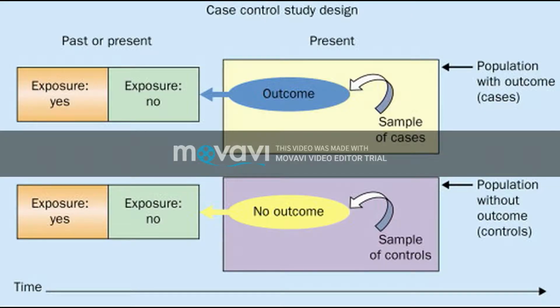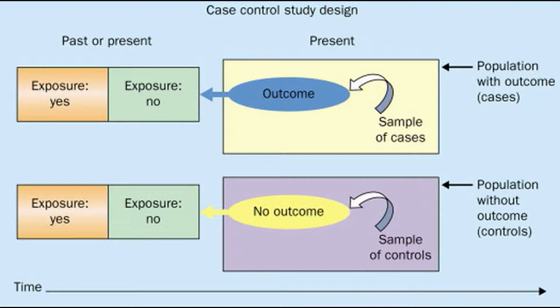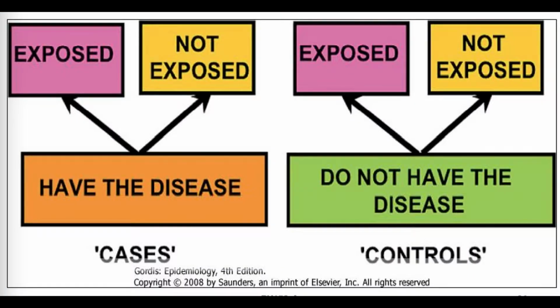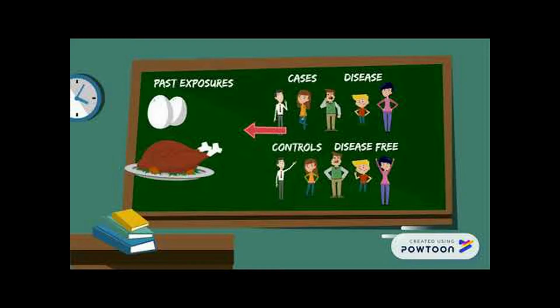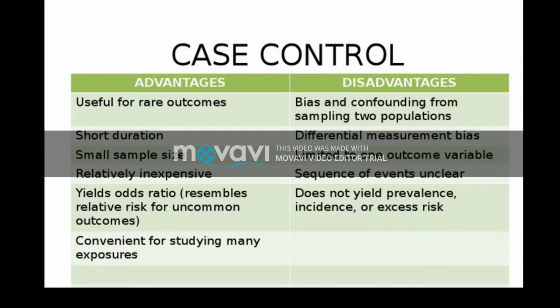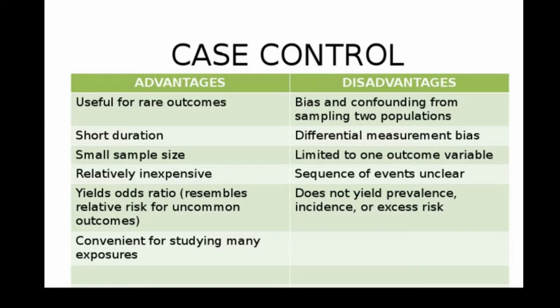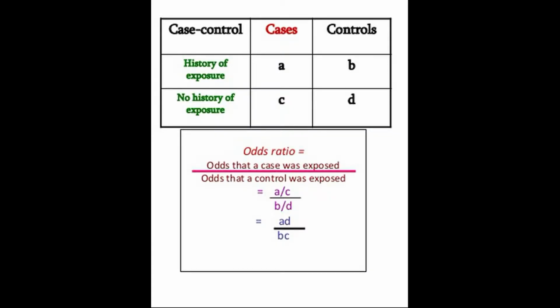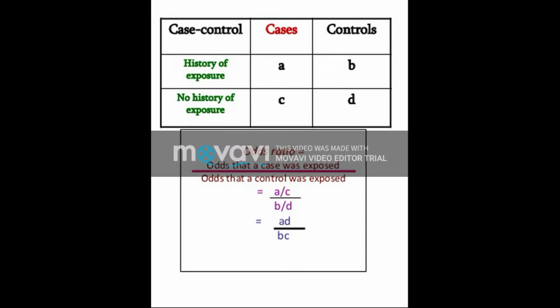A case control study begins with the selection of cases, and the cases are selected on the basis of the disease. Exposure status of cases is determined after the development of the disease. This is retrospective data. The association of an exposure and a disease, the relative risk in this study, is measured by calculating the odds ratio.